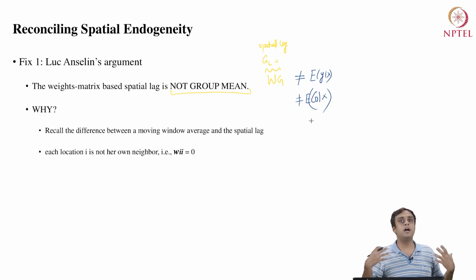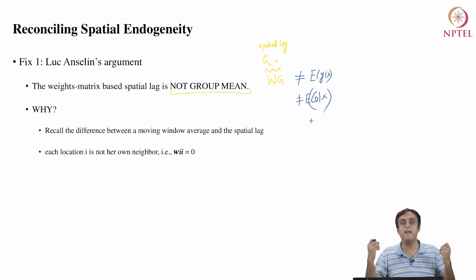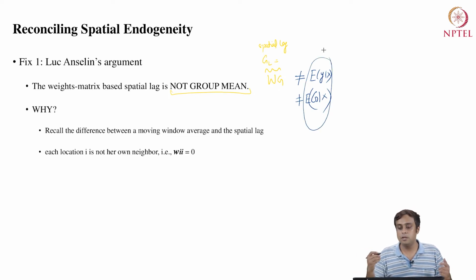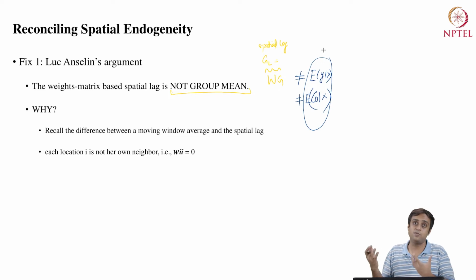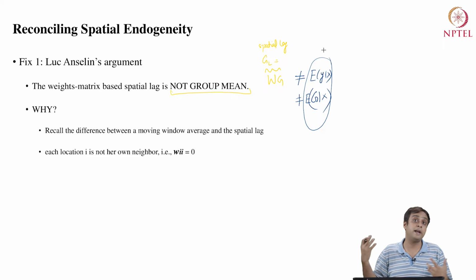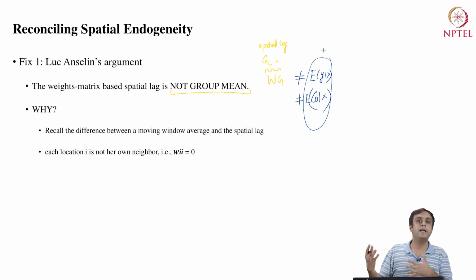Because a location i is not her own neighbor. So every location is not their own neighbor. They are not accounted for while calculating this group average. The individual is not counted when we are calculating the group average. So the problem of endogenous social effects arising due to this term does not exist, is Anselin's argument, that the spatial lag regression is still identified even though there's a troubling revelation due to the endogenous spatial effects or social effects.